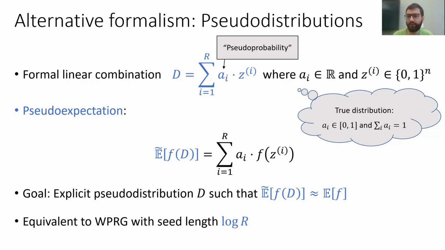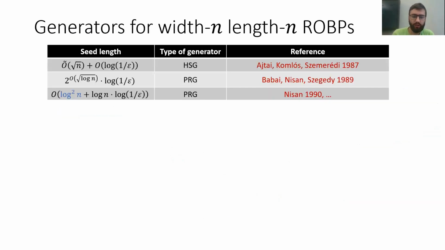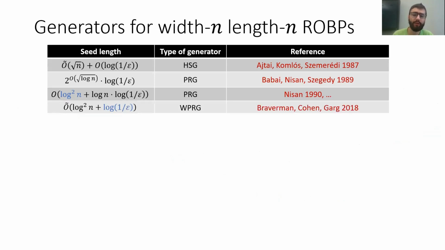So I think these ideas are intriguing, but the most interesting thing is that we can get constructions of these objects. Like I mentioned before, the state of the art for actual pseudorandom generators is Nissan's generator, which has seed length log squared n plus log n times log 1 over epsilon. When Braverman, Cohen, and Garg introduced the concept of a weighted pseudorandom generator, they gave a construction with this improved seed length, O tilde of log squared n plus log 1 over epsilon.